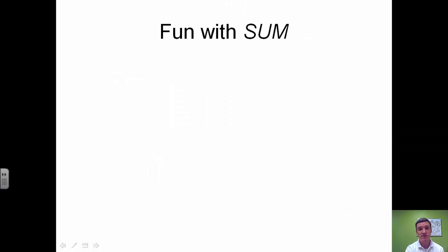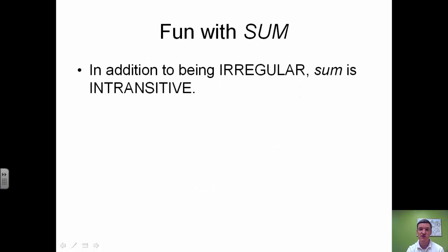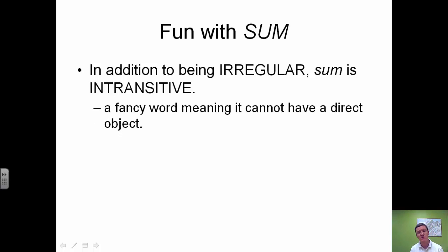So, let's have some fun. Hey, it bounced. Fun with sum, right? What do we need to know about sum? First of all, sum is intransitive. Okay, a long, scary word, this intransitive. But it's not a big deal. That's a fancy word meaning it can't have a direct object. Okay, a verb like laudo, which means to praise, can have a direct object, so we would call that transitive. Sum cannot have a direct object, so it's intransitive.